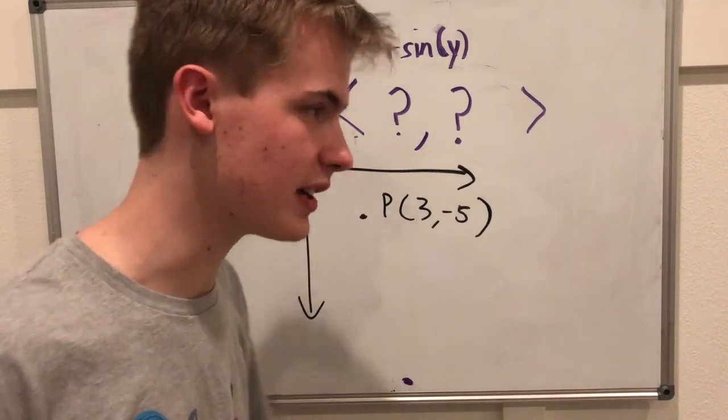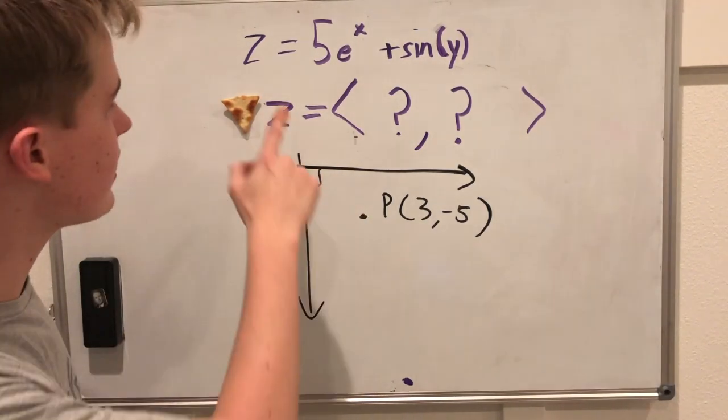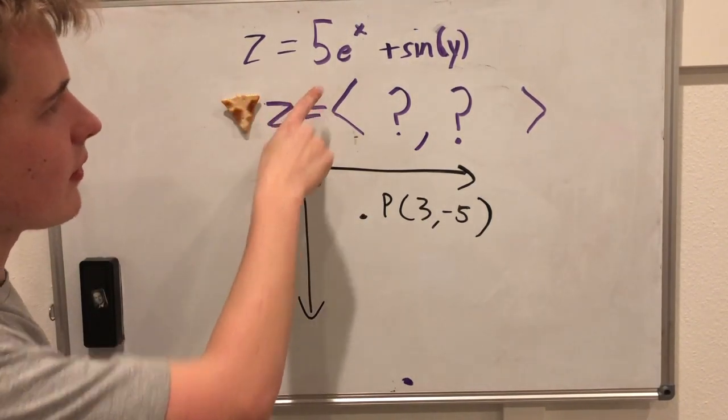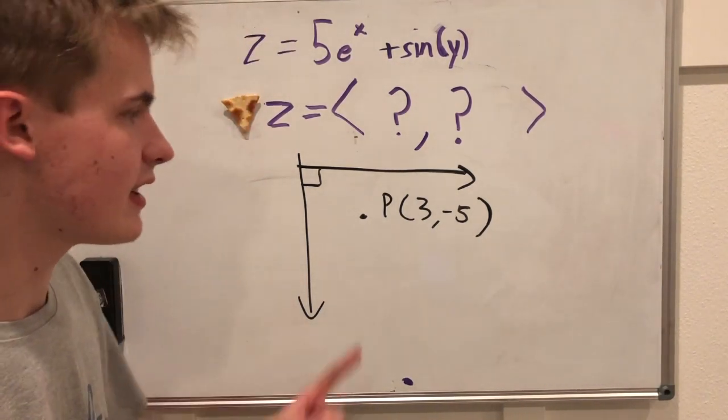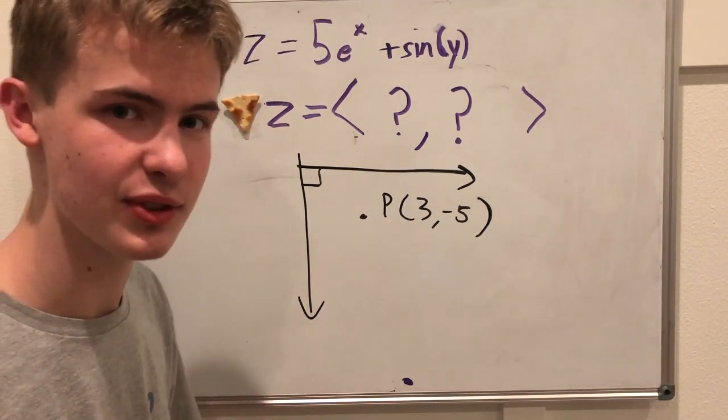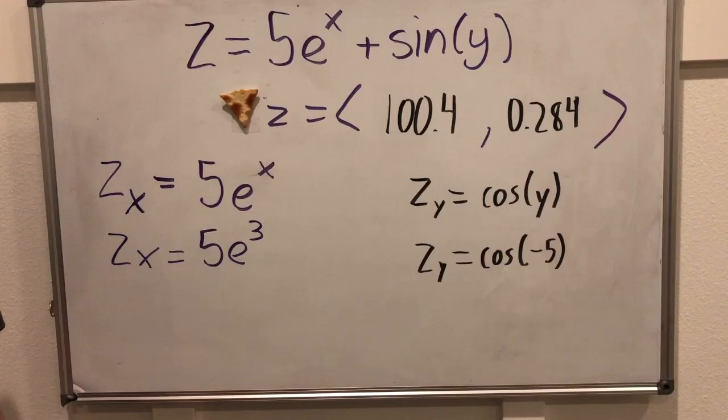Alright, for our first problem, guys, we're going to have you evaluate the function z equals 5 e to the power x plus sine y. Please find the gradient at point 3, -5. Solve on your devices now.